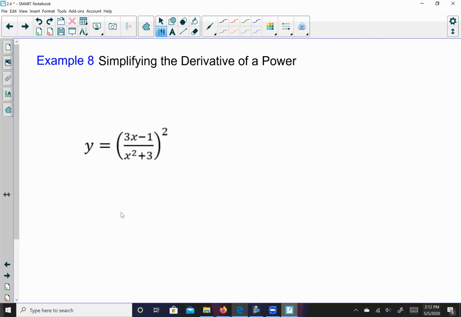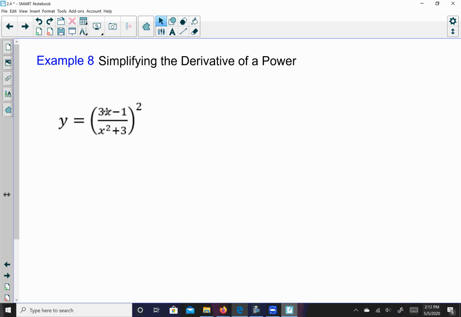Okay, simplify the derivative. So this one, I have a lot going on. I'm raising the whole thing to the second power, so I'm going to have to do the general power rule first. Then I have the quotient rule, so I'm going to have to do the quotient rule for the function. And then when I take the derivative of the denominator, I'm going to have to do the chain rule for that as well. So when I start this, I'm going to take care of this 2 first.